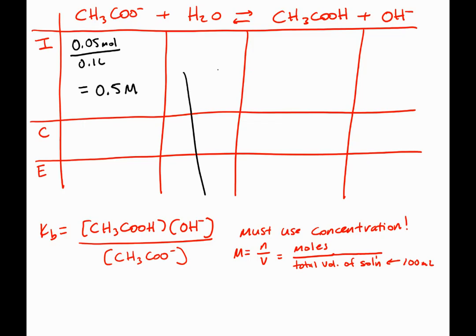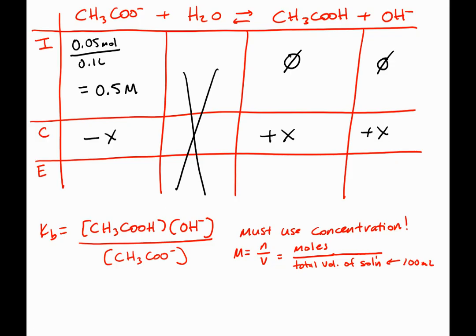We don't care about water because it's not part of the K expression. And from the before, during, and after table, we determined that all of the acetic acid was used up. So there's initially none of that. And there's initially none of the hydroxide because that was also the limiting reactant that was completely used up. Therefore, this reaction must proceed to the right. We're going to make some acetic acid, some hydroxide ion, and we're going to use up some of the acetate ion.